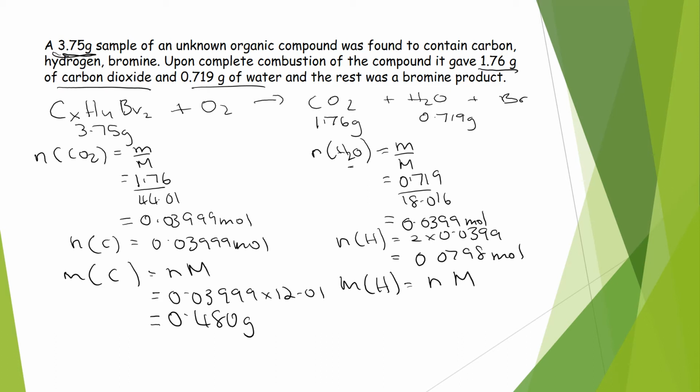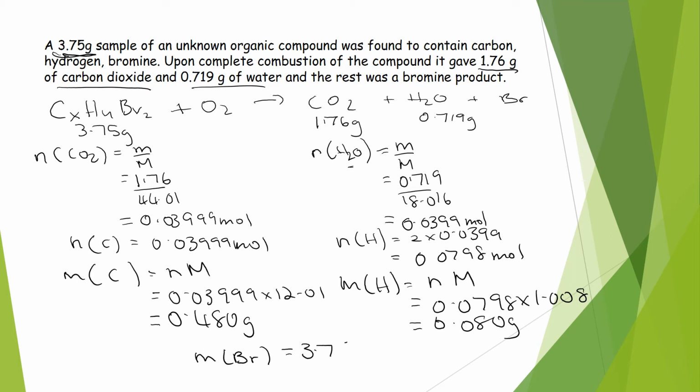So the mass of hydrogen will equal number of moles times formula mass, which is 0.0798 times 1.008, and that comes out to be 0.080 grams. Now the mass of bromine will equal 3.75 minus the mass of carbon, 0.48, minus the mass of hydrogen, 0.08, and it will come out to 3.19 grams. So now what we've done is we've found the masses of each component of this compound.